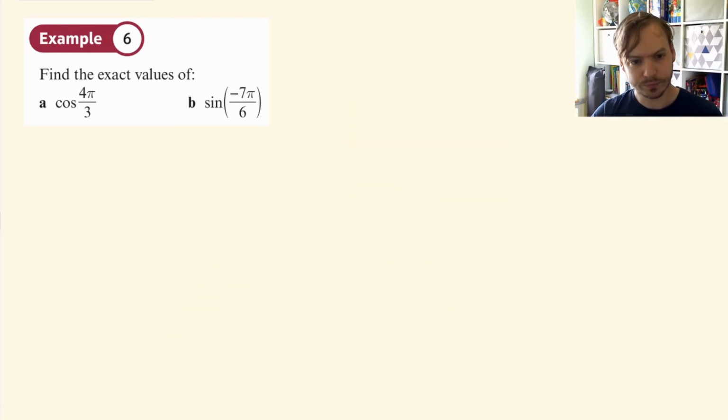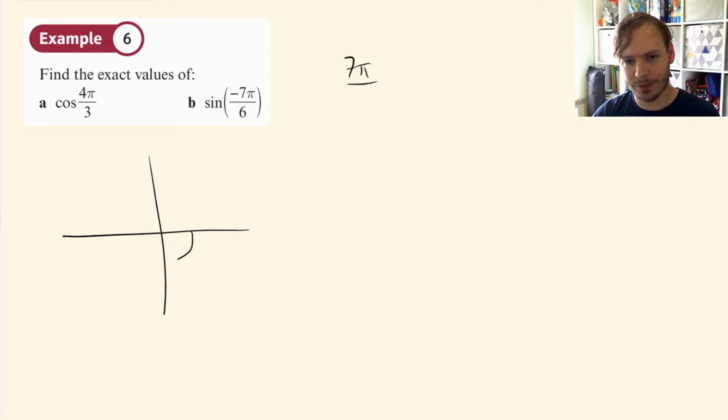For the second one, sine of negative 7 pi over 6. So on the CAST diagram, negative 7 pi over 6 means we're going around this way instead of anti-clockwise. We're going negative, we're going the opposite way. 7 pi over 6 is pi add 1/6 of pi. So I've gone around by pi, which is a half turn, and 1/6 of pi, which is a little bit further. So I'm going around to like here, and this little angle here is pi over 6, whilst this half turn is pi.